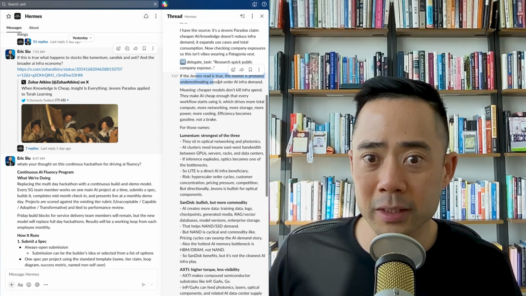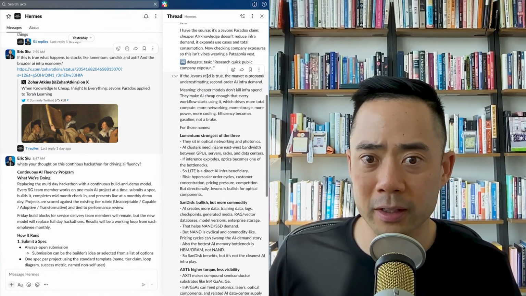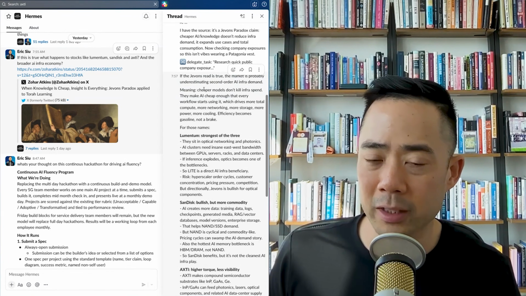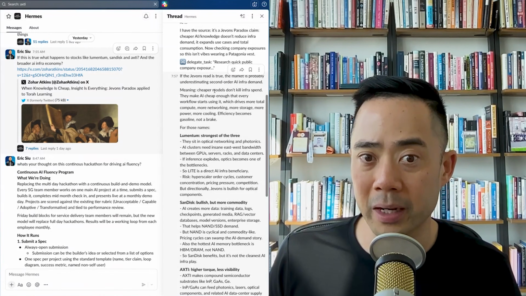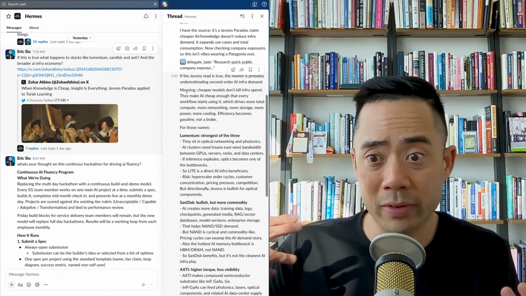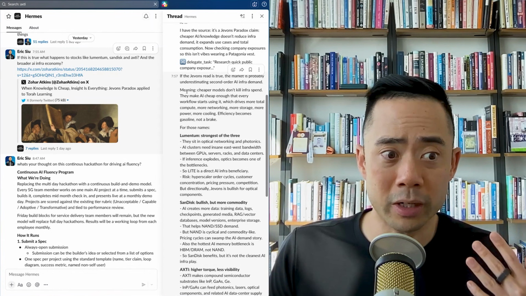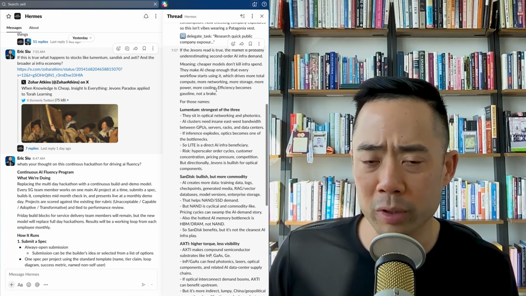I'm like, okay, well, it's thinking with me. It's like, if the Jevons paradox read is true, the market is probably underestimating second order AI infra demand. So I'm looking for it to kind of validate or maybe invalidate the way I'm thinking, and for it to kind of spar with me. And so I'm like, okay, well, which names are the strongest here?